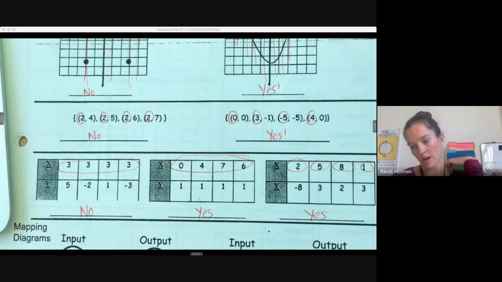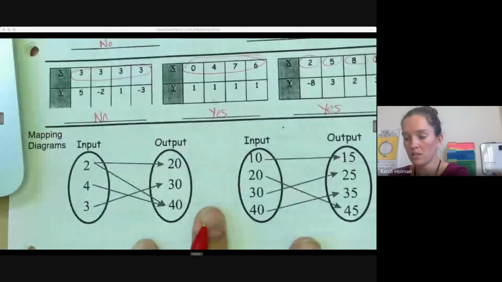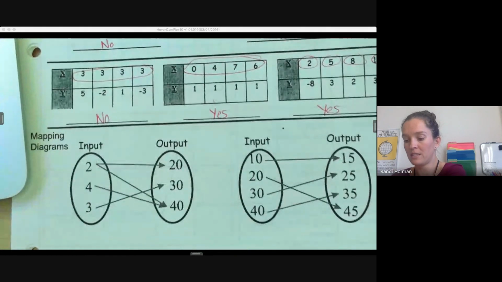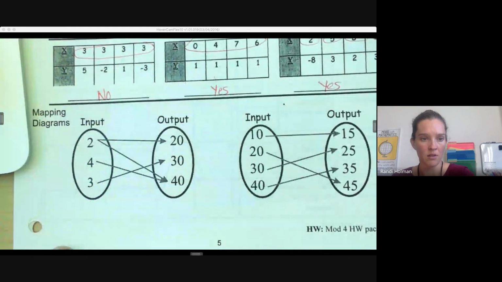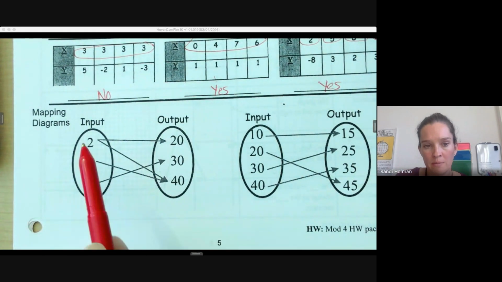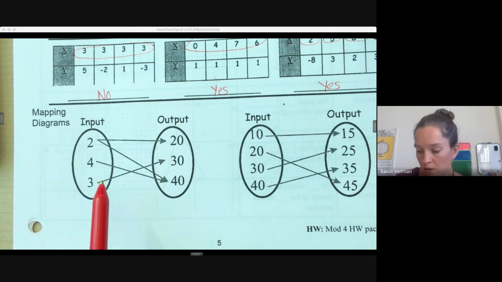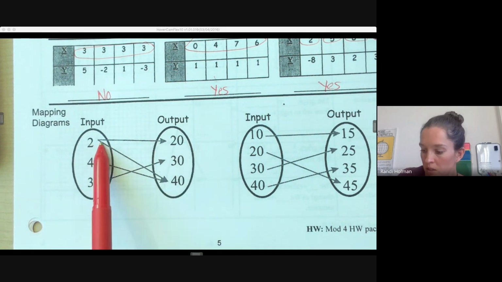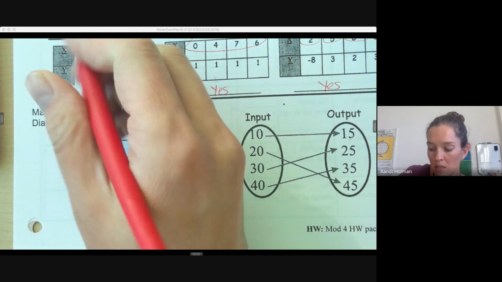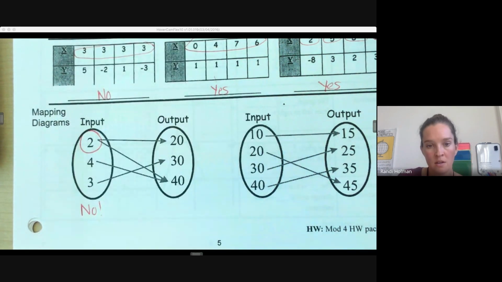Okay, let's look at one more way to look at functions. We looked at ordered pairs, graphs, tables. These are called mapping diagrams. A mapping diagram just shows you what your input is and what outputs it goes to. So we're really looking, does one input go to more than one output? So 4 only goes to 40, 3 only goes to 30, but 2 goes to 20 and 40. This is causing an issue, not a function.